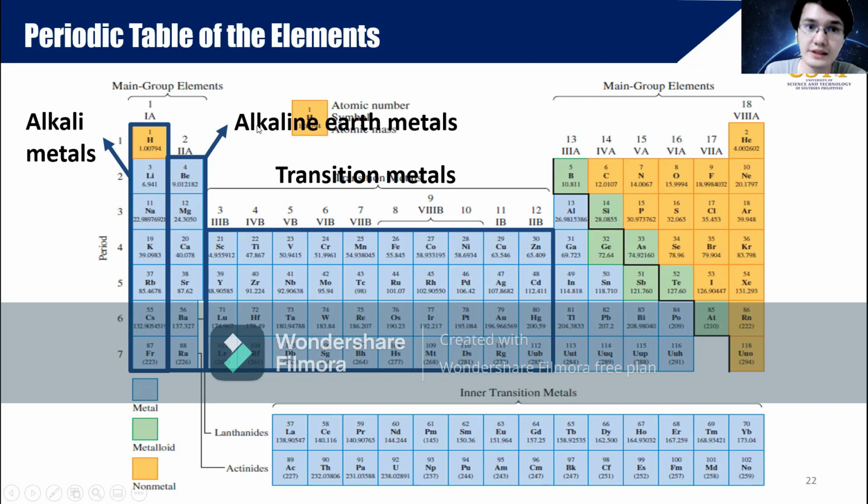The second group, which is the alkaline earth metals, have two valence electrons. They readily give out two electrons for bonding. So these are also reactive, but less reactive than the alkali metals. And they also form hydroxides. So when they react, for example, magnesium with water, it will form magnesium hydroxide.